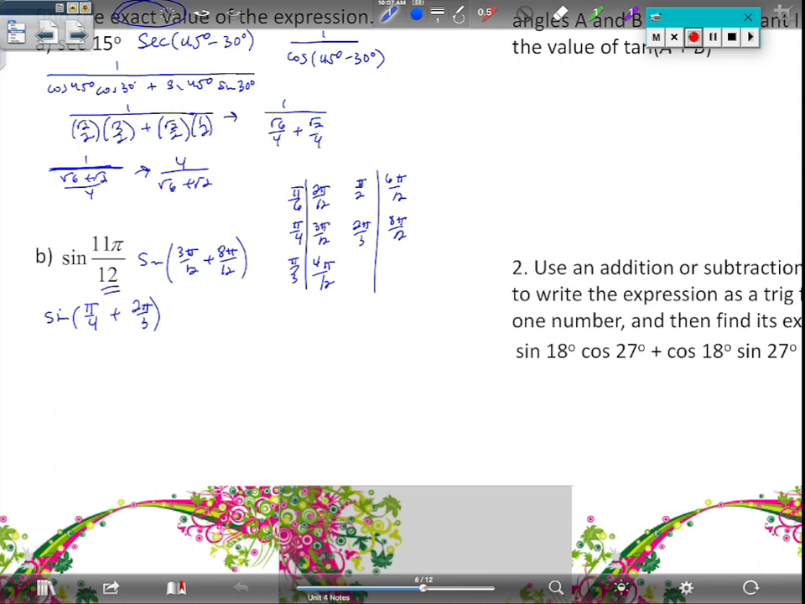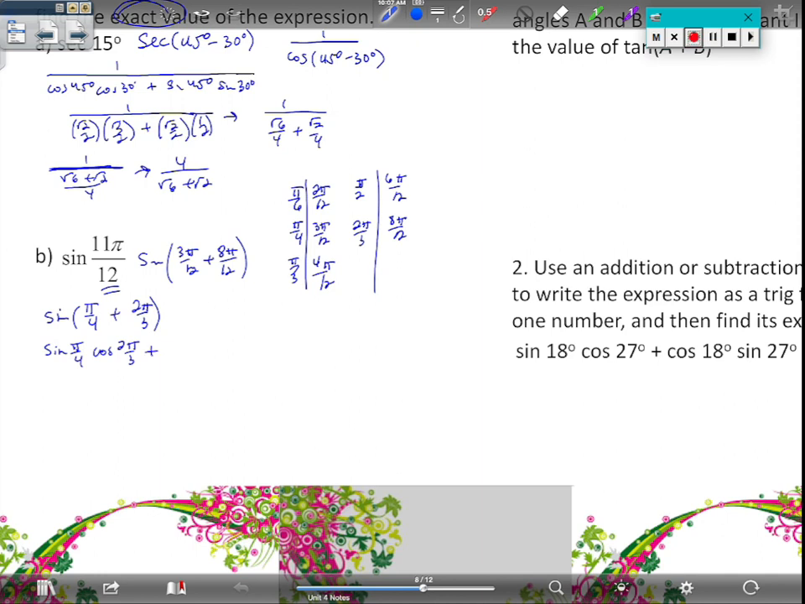Okay, so now I've got that settled. I'm going to use my sine addition property. Remember, sine is the nice one. Sine shares. Sine does use the first angle first, though. So sine of pi over 4, and then sine shares, so it'll be cosine of 2 pi over 3. If sine is supposed to add, is sine going to add? Yes, sine is going to be adding.